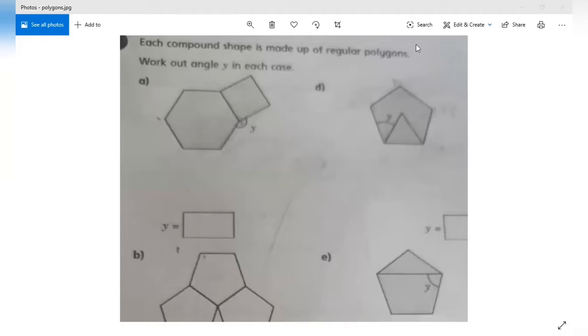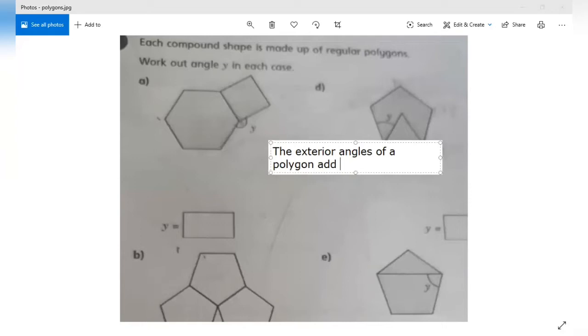Right, I am going to write something first about angles. The exterior angles of a polygon add up to 360 degrees. Now that's the first part of what we need to know.